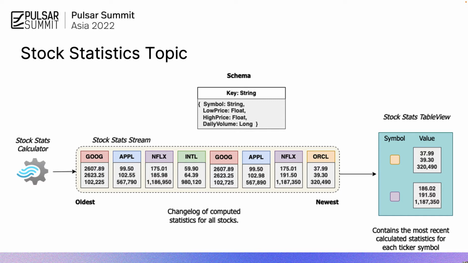trade details. Using the ticker symbol as the key allows us to construct a table view that contains the most recent statistics for each ticker symbol. So as you saw in the previous slide, we were computing these values and outputting them to this particular stock statistics schema here. Again, the key is your ticker symbol, but now we've enriched this metadata, and we can still apply a table view to the stock stats topic to do lookups at point in time. This again contains the most recent statistics for each ticker symbol.